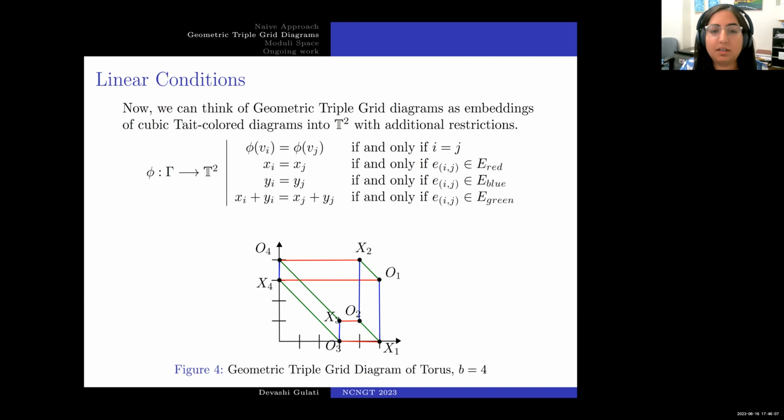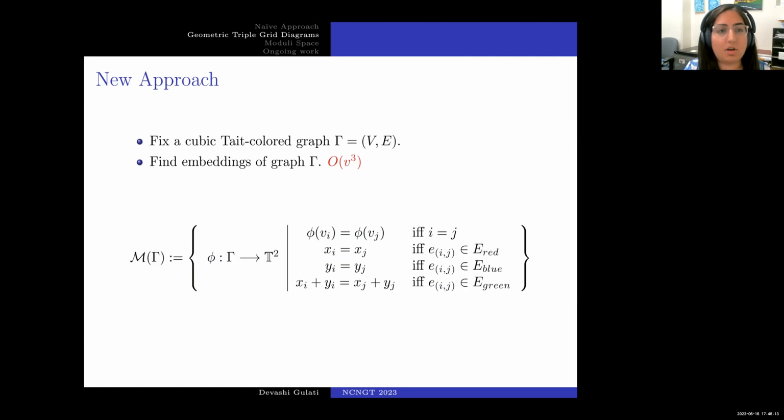This gives us a geometric triple grid diagram. With this knowledge, we have a new approach. We start by fixing a cubic Tate-colored graph gamma, and we find the embeddings of this graph, which is a polynomial in V, much, much more efficient than the n factorial squared approach.